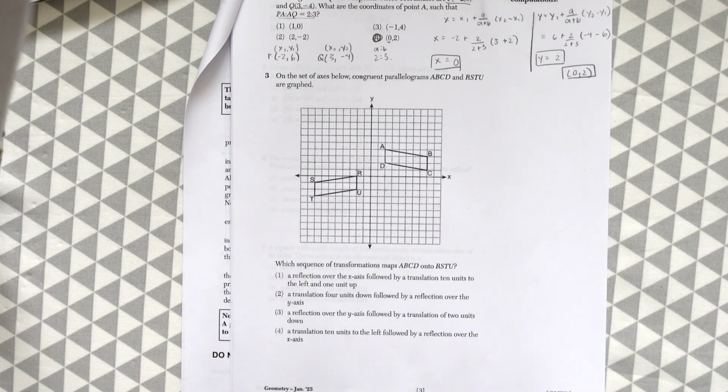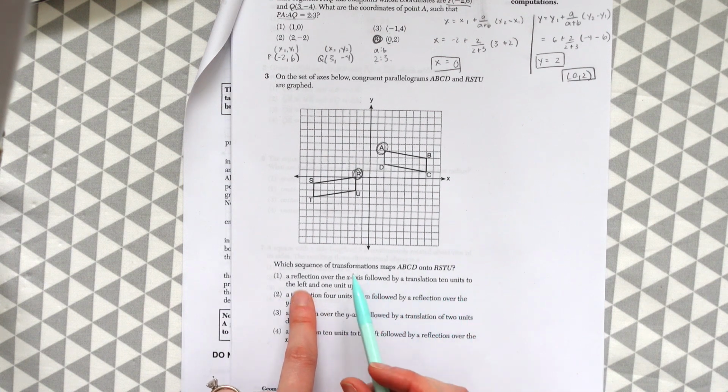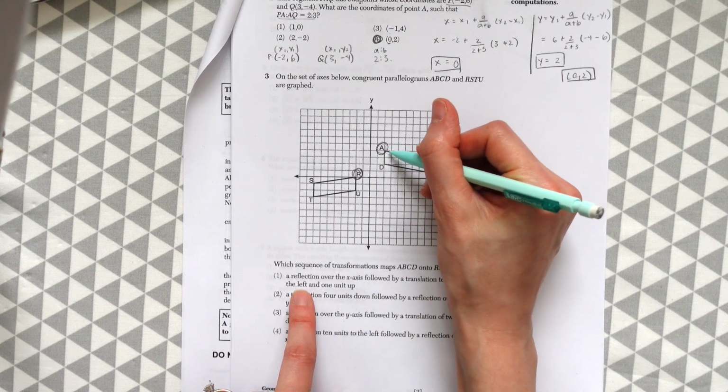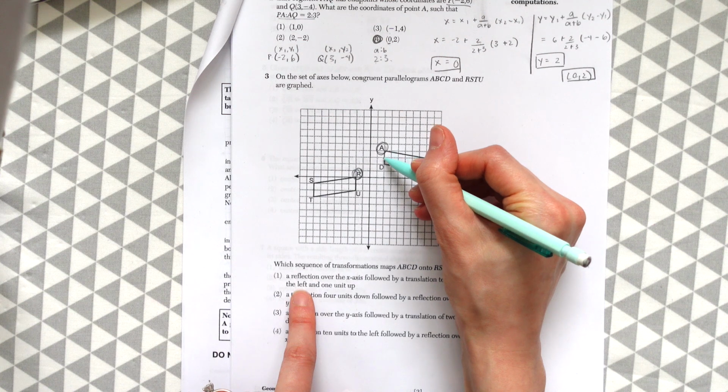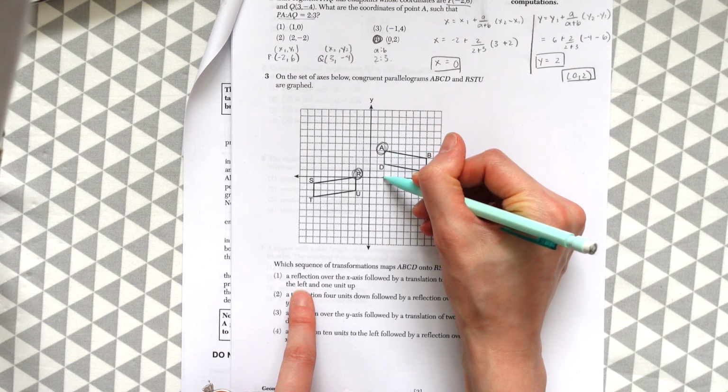To see this, I'm going to pick 2 points that are going to match up with each other. You can see that A and R. So I'm going to be focusing on these 2. First it says a reflection over the x-axis. So if we reflected A over the x-axis, let's see what we would get. This is 1, 2, 3, 4 units away.